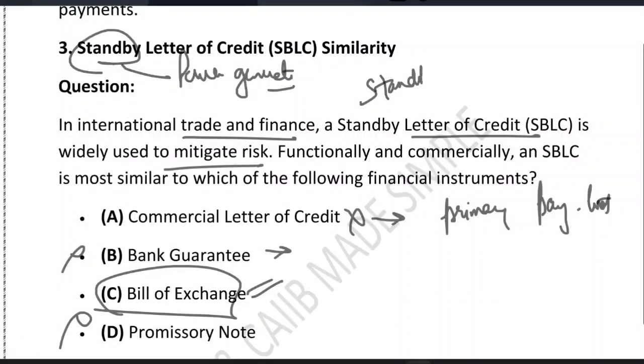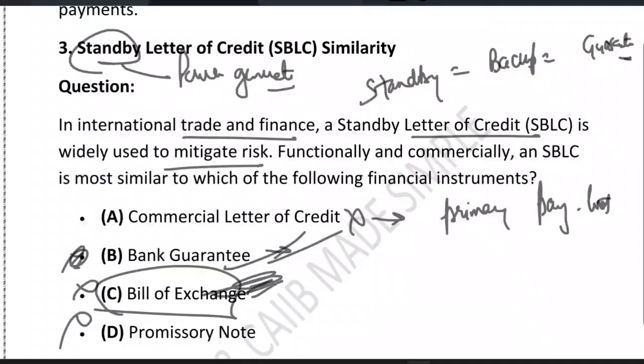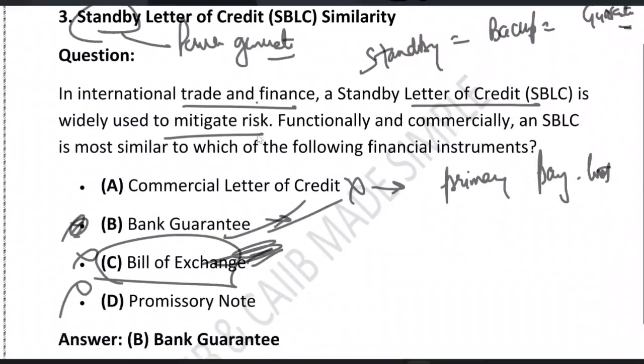A standby means backup, and backup means what? The guarantee. Okay, so whenever you see this SBLC, instantly match it with the bank guarantee. I hope that is crystal clear. Bank guarantee is the correct answer, not bill of exchange. So see, commercial LC is a primary payment mechanism. Standby LC is a kind of secondary fail-safe mechanism, and SBLC is legally and functionally the exact same thing as a bank guarantee. It is only triggered upon non-performance. Please understand.